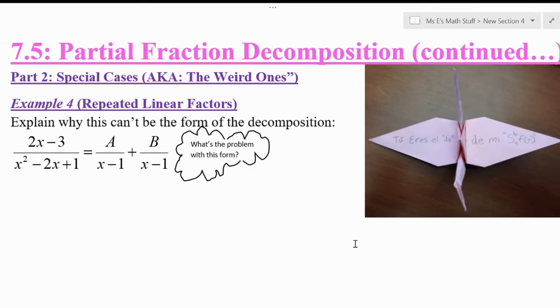Many years ago, someone anonymously gave me this origami paper crane that says "tú eres el dx de mi integral from a to b of f of x." And it was the combination of all things I love. I love Spanish. I love math. I love just how clever the whole thing is. And to me, you are the dx to my integral from a to b of f of x. So to me, it means without you, I'm nothing, or you complete me.